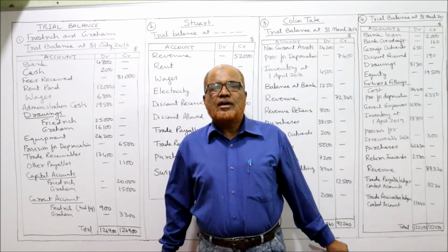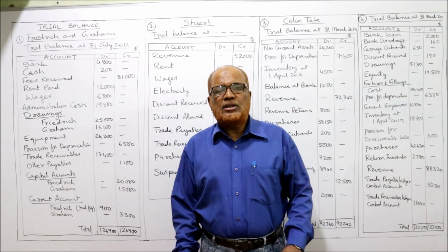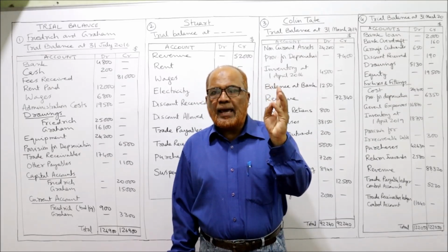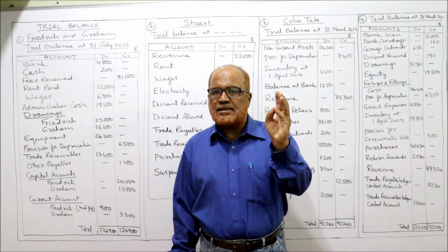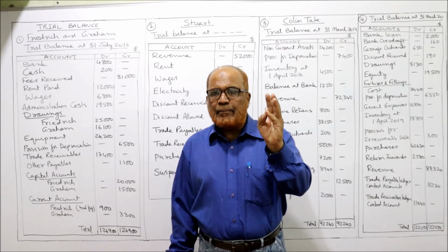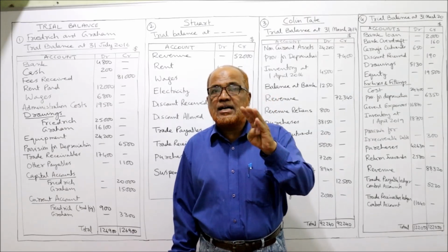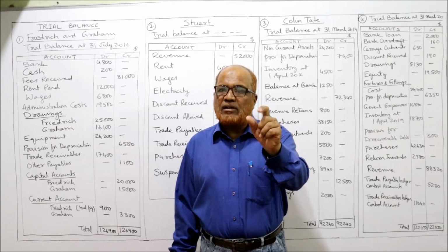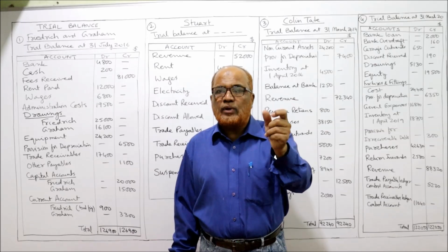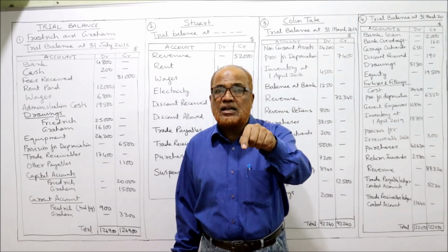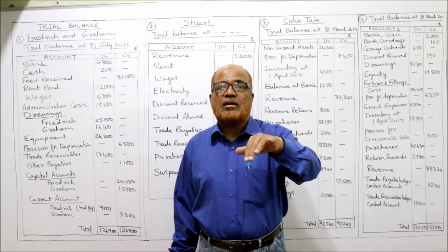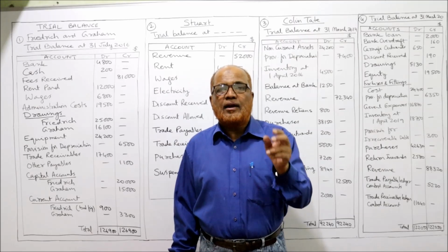Then cash. In the previous video I explained the points to be noted while preparing a trial balance. The first point, all expenses, all assets, expenses and losses, debit balance. All liabilities, incomes and gains, credit balance. Capital will show credit balance, drawings will show debit balance. Sales revenue will show credit balance. Sales return will show debit balance. Purchases will show debit balance. Purchase returns will show credit balance.